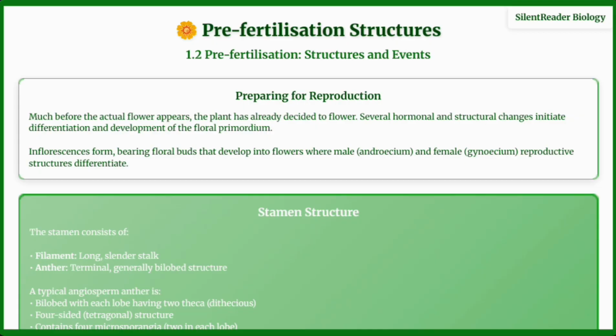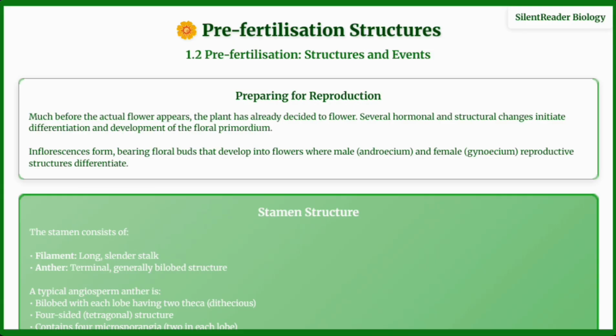Now let's explore what happens before fertilization, the pre-fertilization structures and events. Much before we actually see a flower on a plant, the decision to flower has already been taken. Several hormonal and structural changes initiate the differentiation and development of the floral primordium. Inflorescences form, bearing floral buds that eventually develop into flowers where the male and female reproductive structures differentiate.